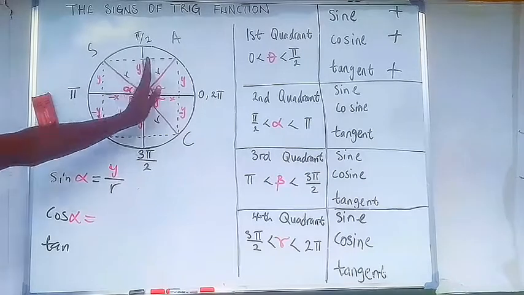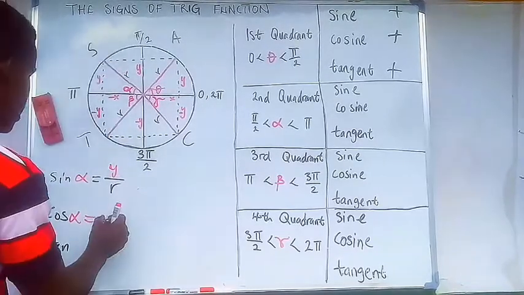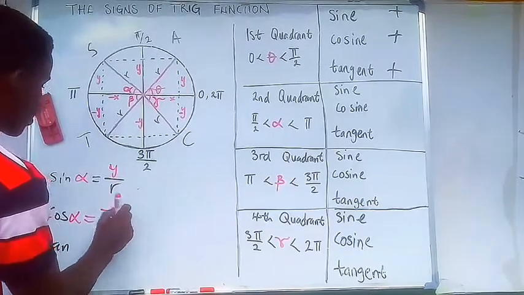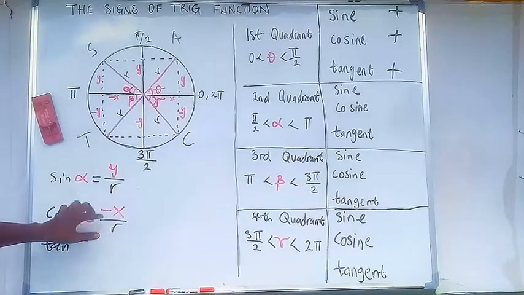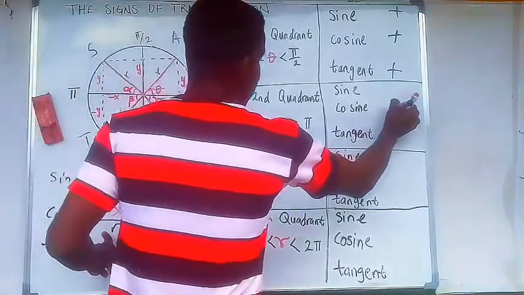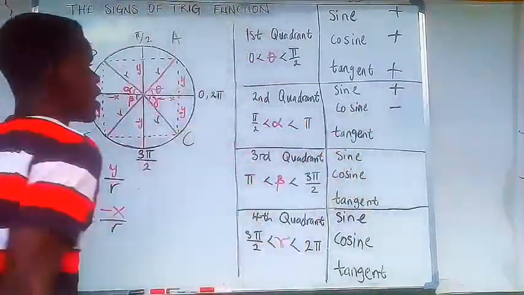Since we're on this part right now, the adjacent is negative, so we're going to have negative x over the hypotenuse side, which is r. So at this point we have negative only in the numerator, not in the denominator, therefore the quotient will be negative. The sine of alpha was just positive, so cosine of alpha is now negative.